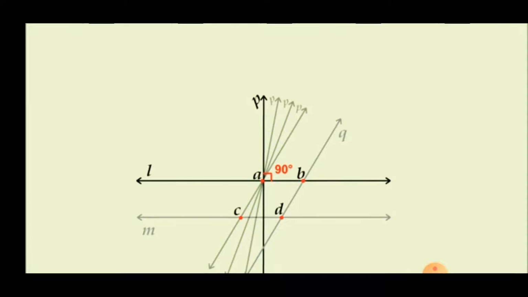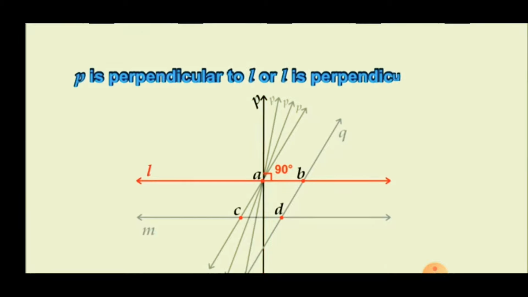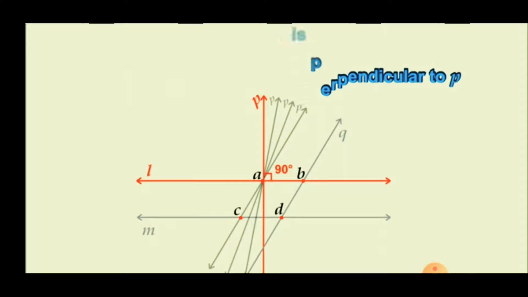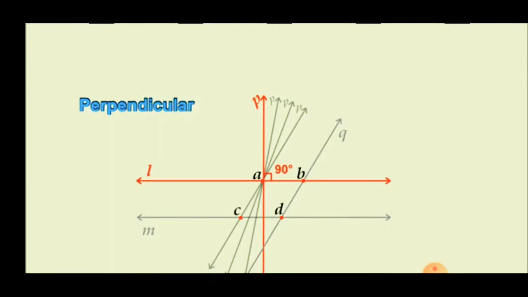So as they intersect each other and make an angle of 90 degrees, then we say that line P is perpendicular to L or L is perpendicular to P. So it can be concluded that if two lines intersect each other at a right angle, then the lines are perpendicular to each other.